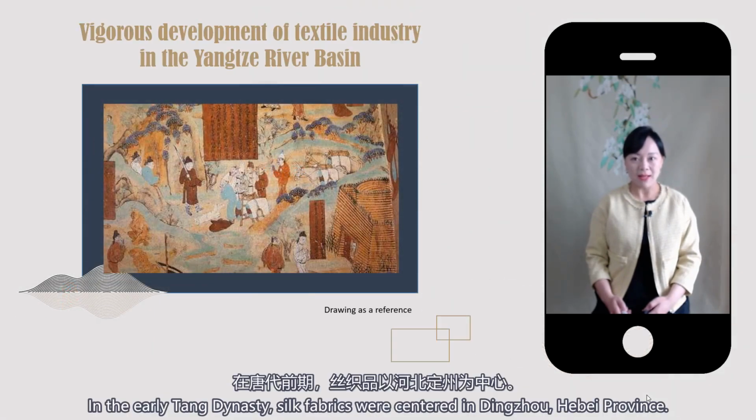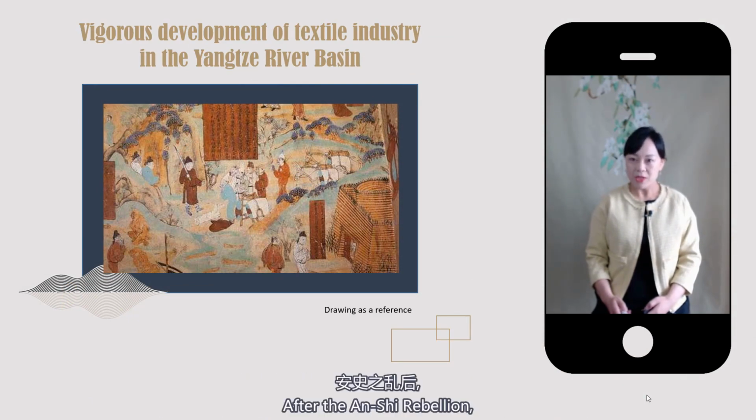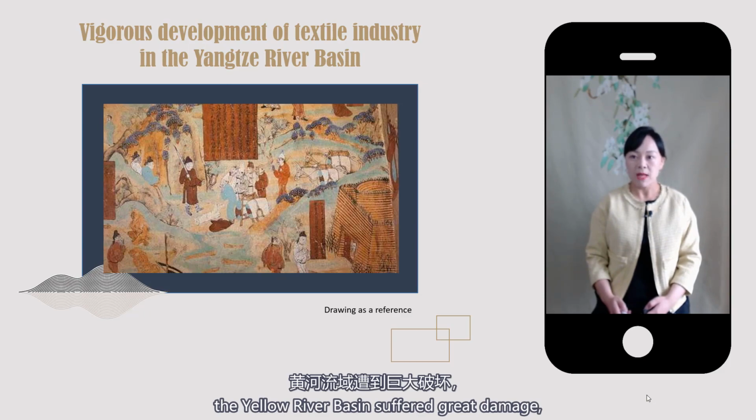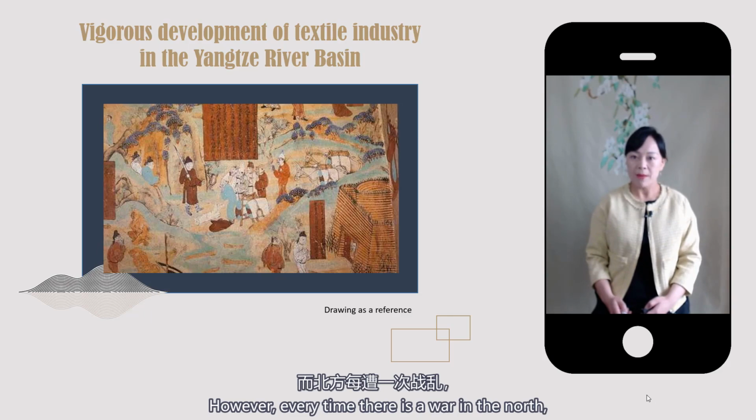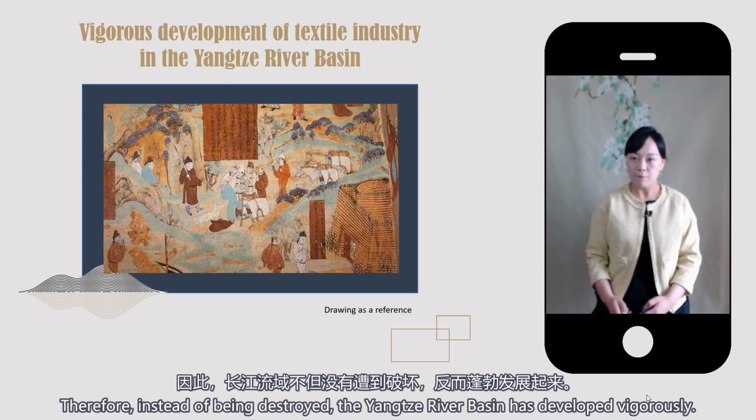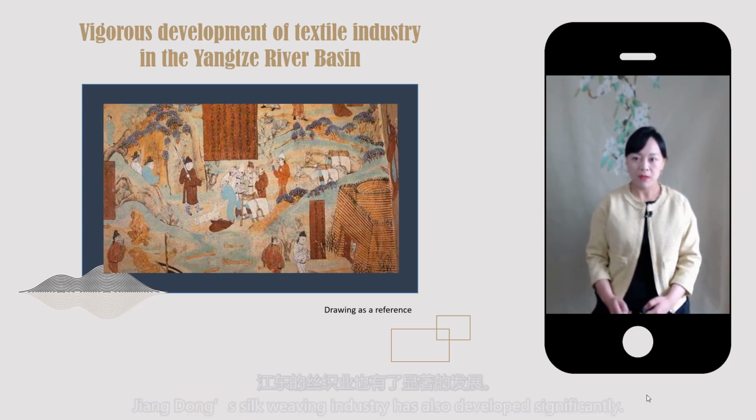In the early Tang Dynasty, silk fabrics were produced in Dingzhou, Hebei province. After the Anshi Rebellion, the Yellow River Basin suffered great damage. The population was cut off and thousands of miles were desolate. However, every time there was a war in the north, a large number of people migrated southward. Therefore, instead of being destroyed, the Yangtze River Basin developed vigorously.